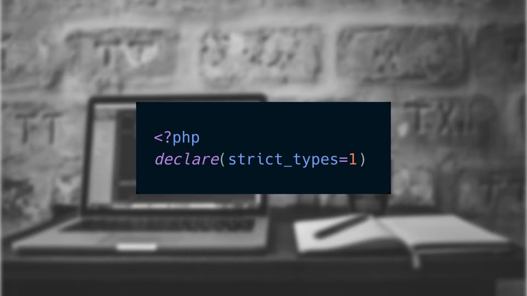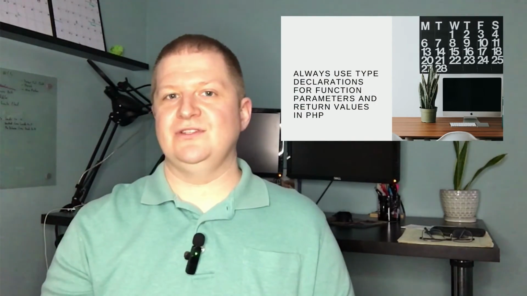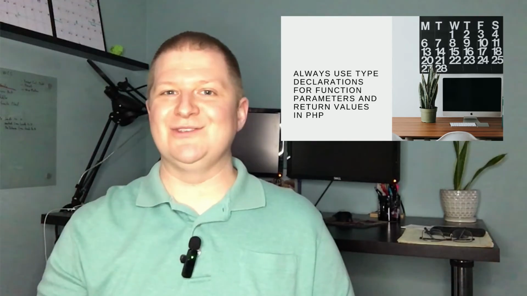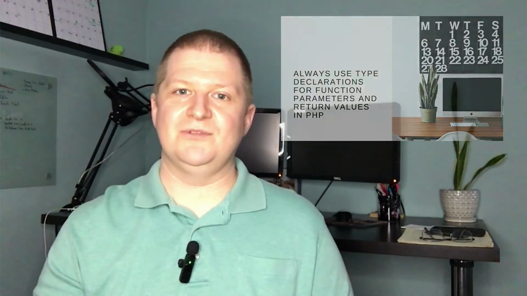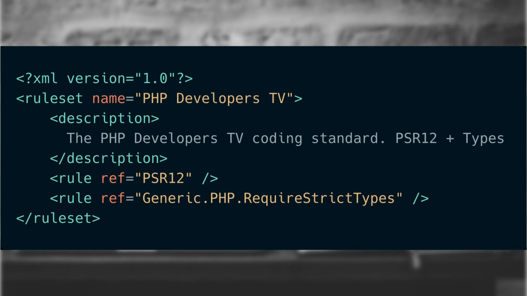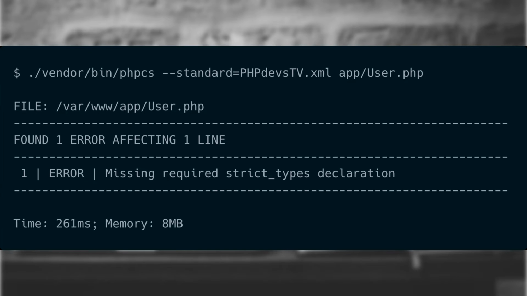To start, we're going to add a rule that requires us to have declare strict types equal 1 at the start of our file. For why this is important, check out our video, Always use type declarations for function parameters and return values in PHP. It's a little wordy, but we have included the link in the description. Thankfully, the Code Sniffer project comes with this built in, so we really just need to add the rule to our XML file. Now when we run our standard against our files, we'll see where we need to add the declare strict types equals 1.